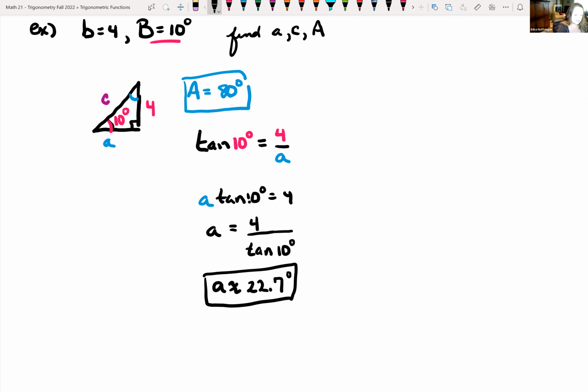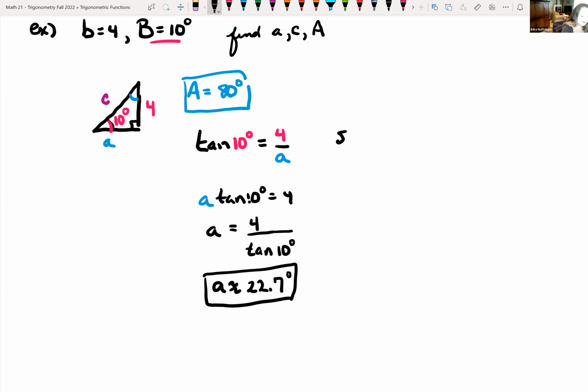So now we just need to find out what side C is. And we can use the Pythagorean theorem, or we can use our trig ratios. If I was using my trig ratios, I would use the side that we were given because we rounded A. So maybe let's just do our trig ratios. And so from angle 10, I have opposite and I want hypotenuse. And so that tells me I'm going to be using my sine.